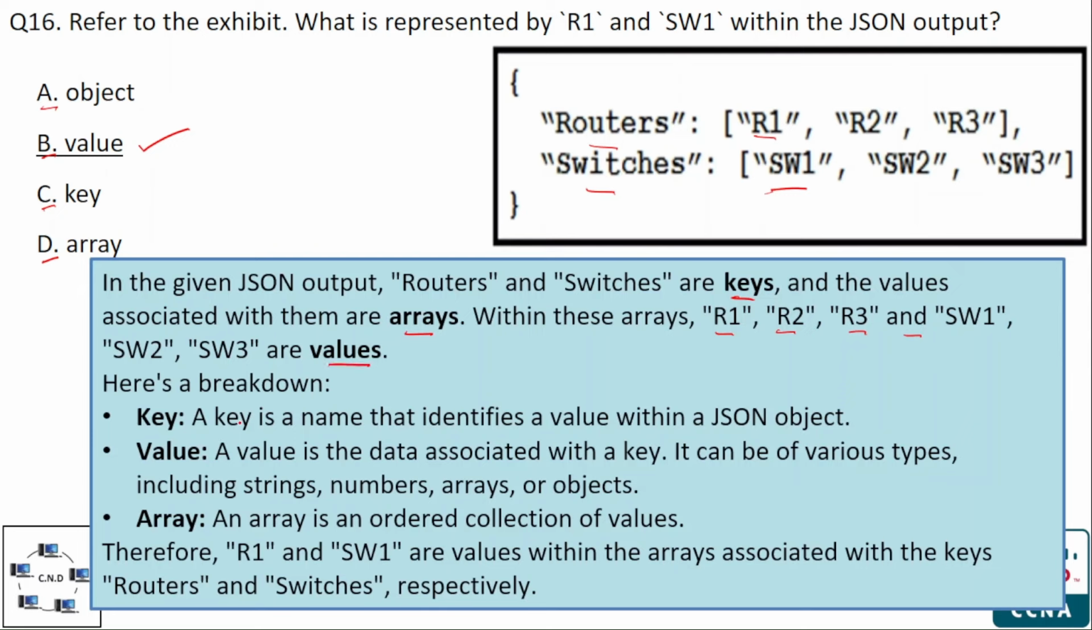Here is the breakdown of all the terminologies. A key is a name that identifies a value within a JSON object. A value is the data associated with a key. It can be of various types, including strings, numbers, arrays, or objects. An array is an ordered collection of values. Therefore, R1 and SW1 are values within the arrays associated with the keys, routers, and switches, respectively.